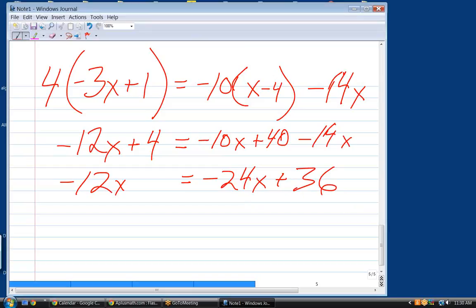Now what? Wait, isn't that a plus right there? So shouldn't it be 44? It was plus 40 and plus 4 over there. Okay, so what I did was I subtracted 4 from that side and subtracted 4 from that side. So that's how I got 36. But it's good that you're paying attention and you're looking for things like that. What's the next step?